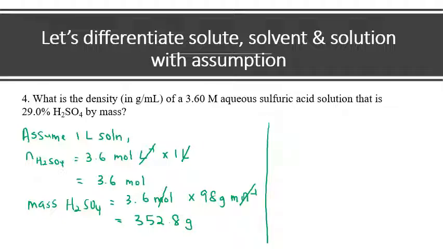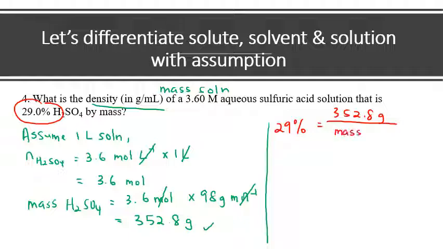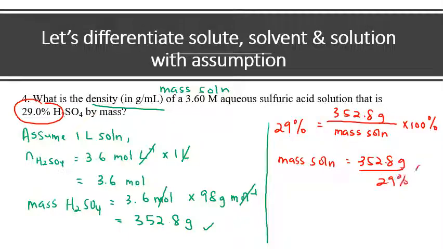Okay, then next one, because we want to find the density, we need to know the mass of solution. So from here we only have mass of solute, so we can use the percentage by mass. So 29% equal to mass of solute, which is 352.8 gram, divided by mass solution multiplied with 100%. So in this case, mass of solution will equal to 352.8 gram divided by 29% and then multiply with 100%. So percent and percent cancel out.